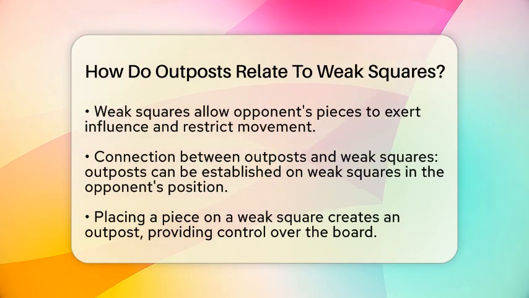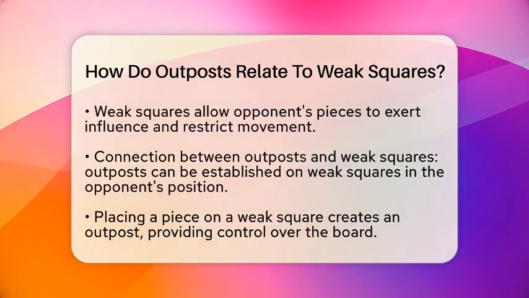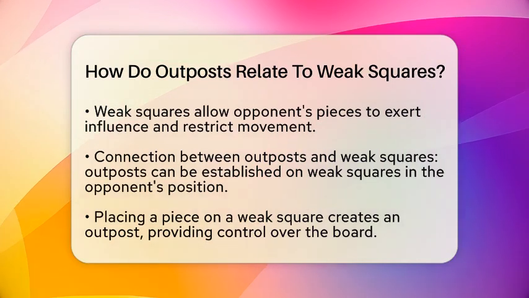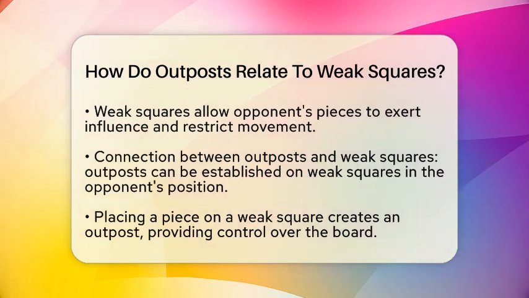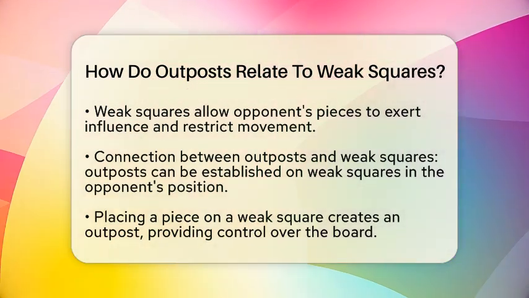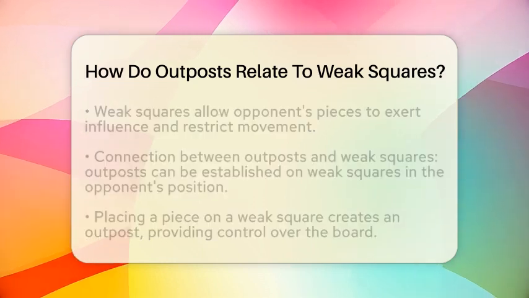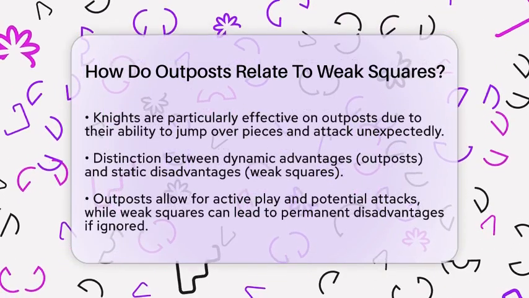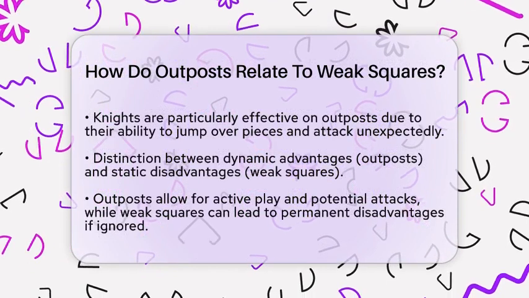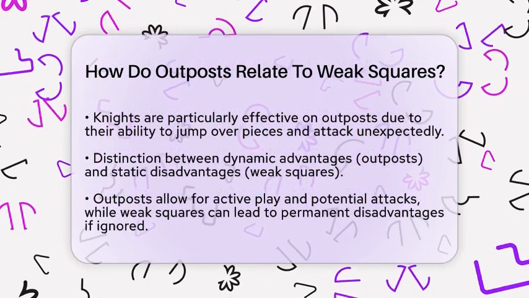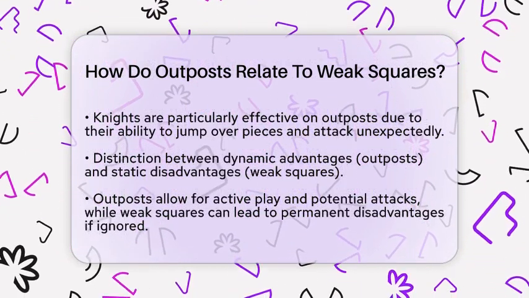Outposts often come from weak squares in your opponent's position. If you can place your piece on a square that is weak for your opponent, you have created an outpost. This piece can then control important areas of the board and limit your opponent's options. Establishing an outpost on a weak square gives you a strategic advantage.